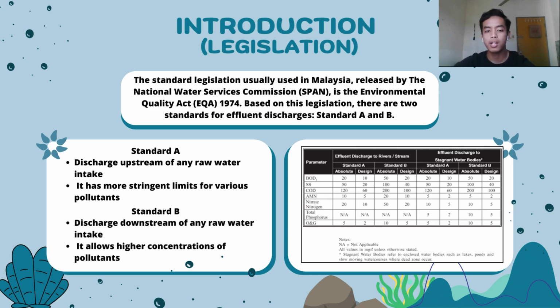There is a standard that needs to be followed by the factory, which is the legislation usually used in Malaysia, the Environmental Quality Act (EQA) 1974. Based on this legislation, there are two standards for effluent discharge: Standard A and Standard B. For Standard A, the water is discharged upstream of any raw water intake, and it has more stringent limits for various pollutants. Meanwhile, for Standard B, the discharge is downstream of any raw water intake, which allows higher concentrations of pollutants. As shown in the figure, they are slightly different in value for the parameters that need to be followed by the company before the water is discharged to the nearby river.